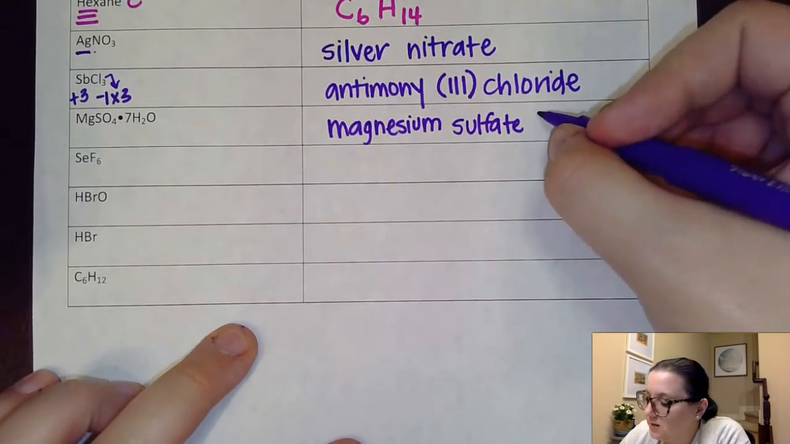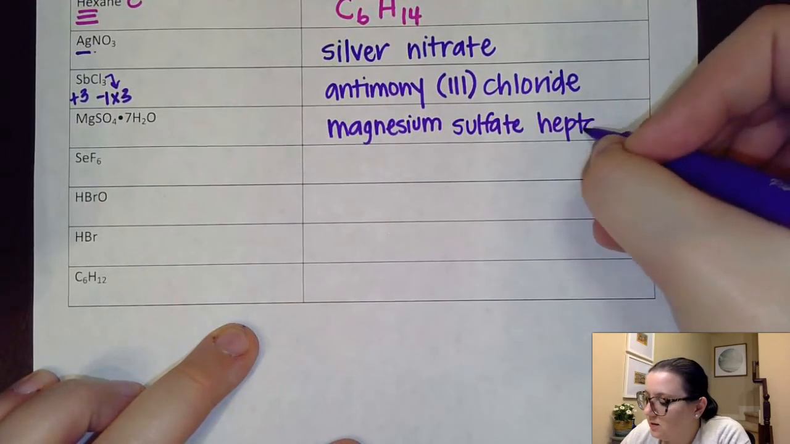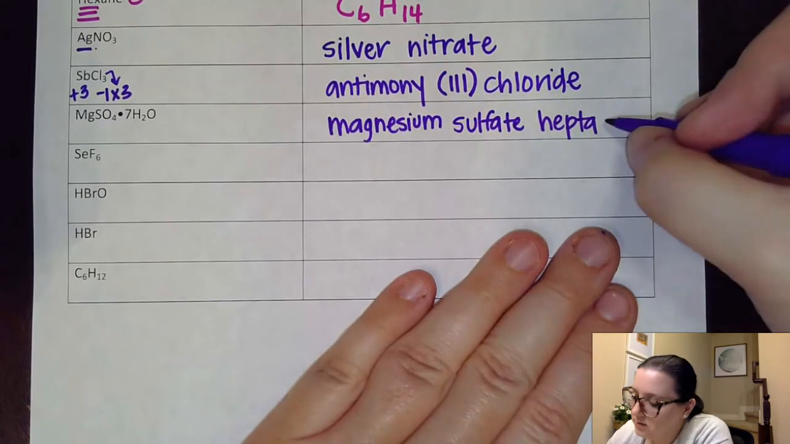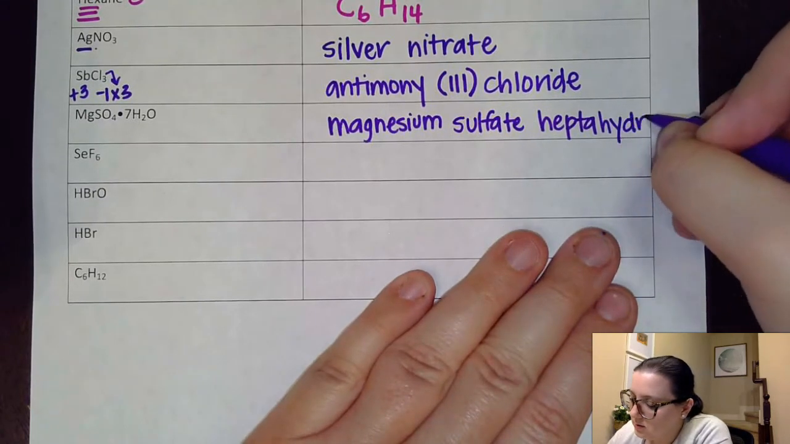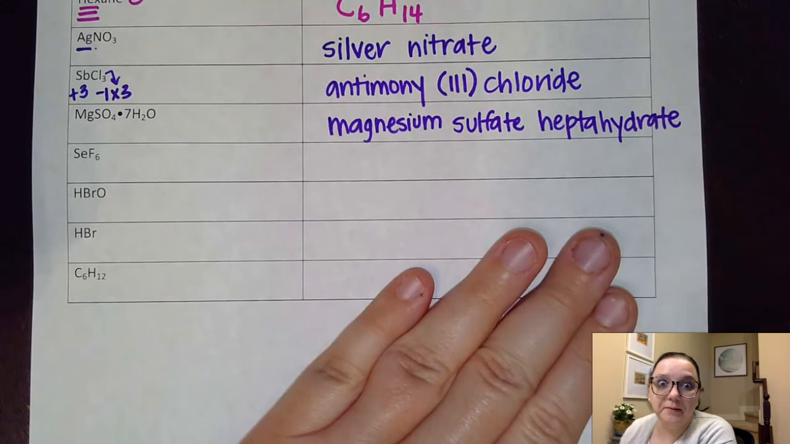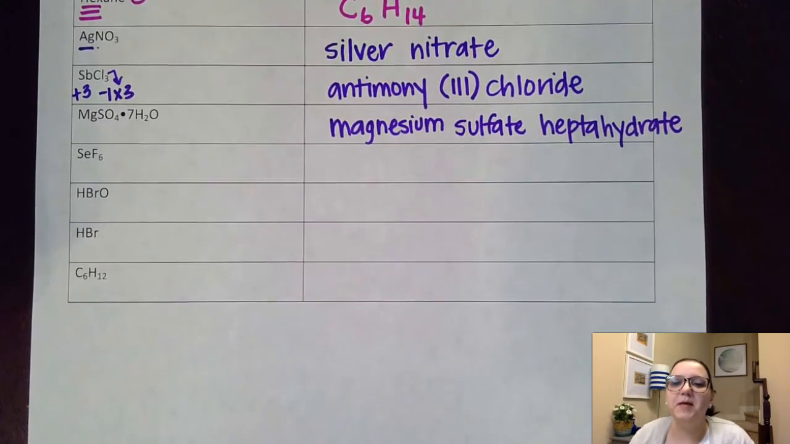7 is hepta, and then I name hydrate. That's a long one, isn't it? A little off the chart there, but that's okay. It works. Okay, so keep in mind those hydrate names get really long.